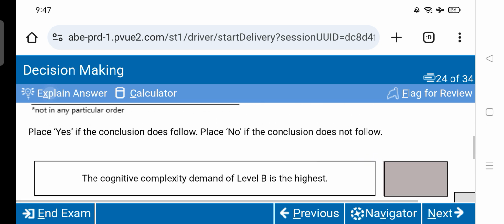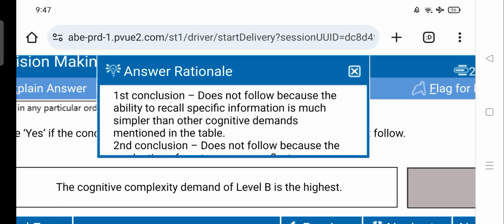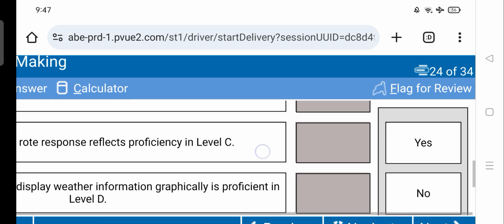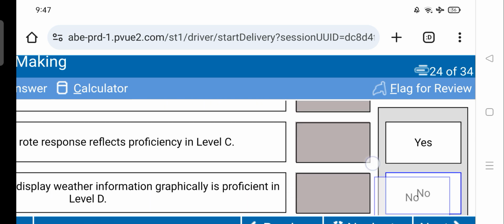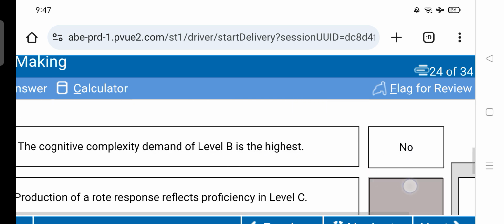So the conclusion 1 does not follow because the ability to recall specific information is much simpler than other cognitive demands mentioned in the table. So as it does not follow, we will drag a no and drop it here in front of this box. Drag it here and then transfer it into that box.